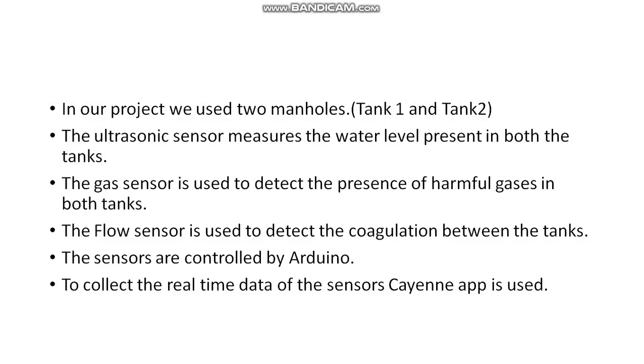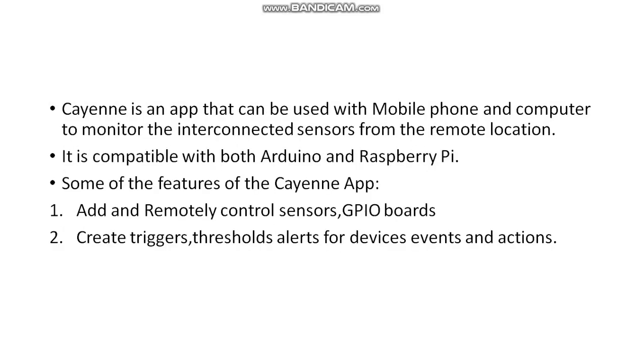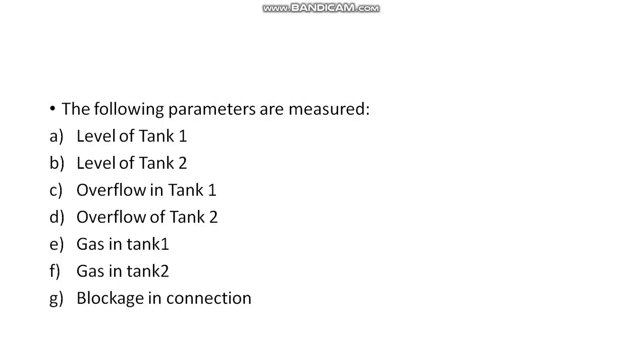Further, we have collected the data from the sensors, and we have used the Canine app to display the graph. Canine is an app that can be used with a mobile phone and computer to monitor the interconnected sensors from a remote location. It triggers threshold alerts for devices, events, and actions.